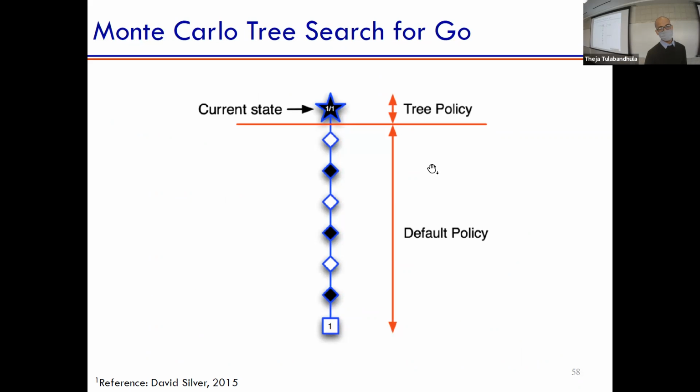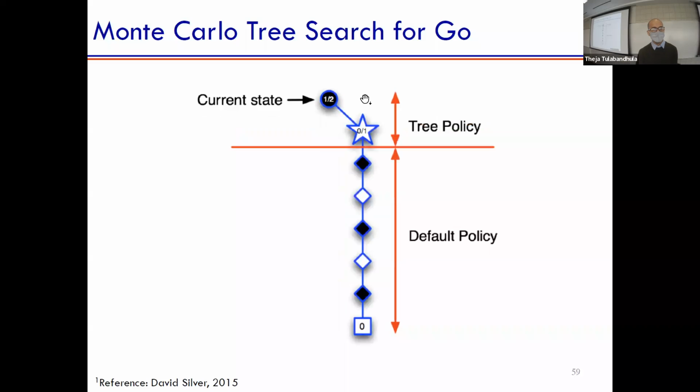Let's start with the illustration first and then look at some equations, and they're not complicated. You start with the starting state. Initially the tree policy is going to be nothing. So you're just going to use the default policy and go through some trajectory, and maybe you won. Then you have a sense that the value of that state is one victory out of one try.